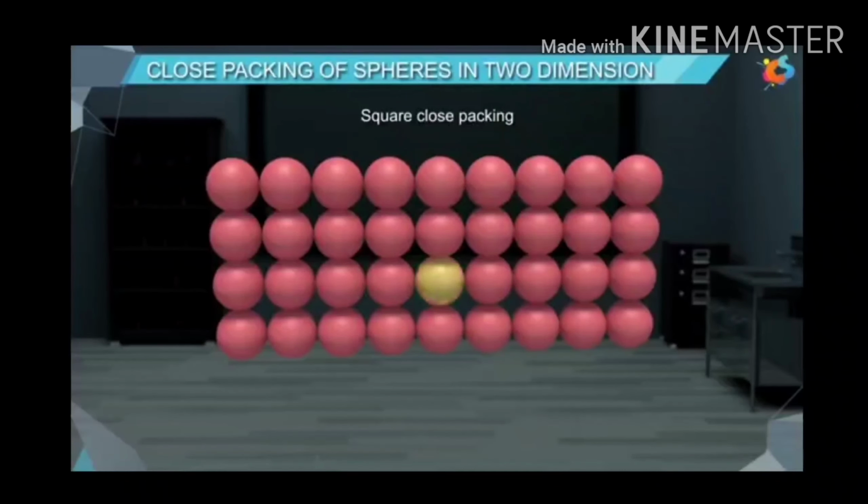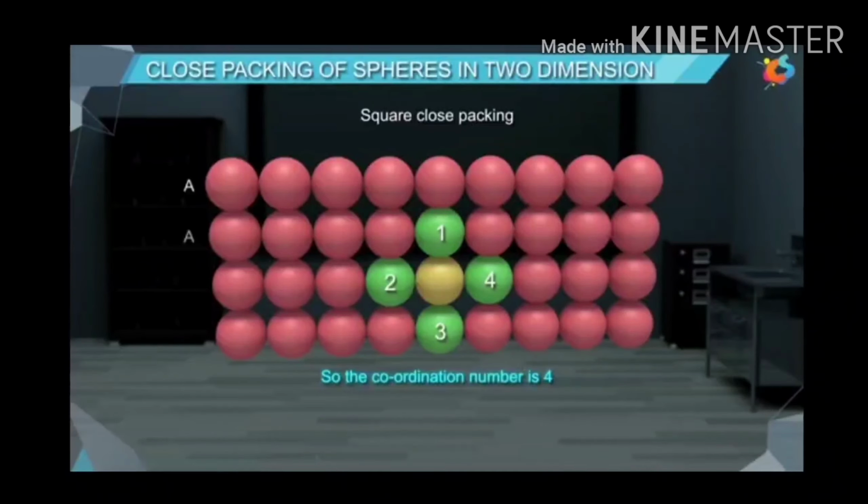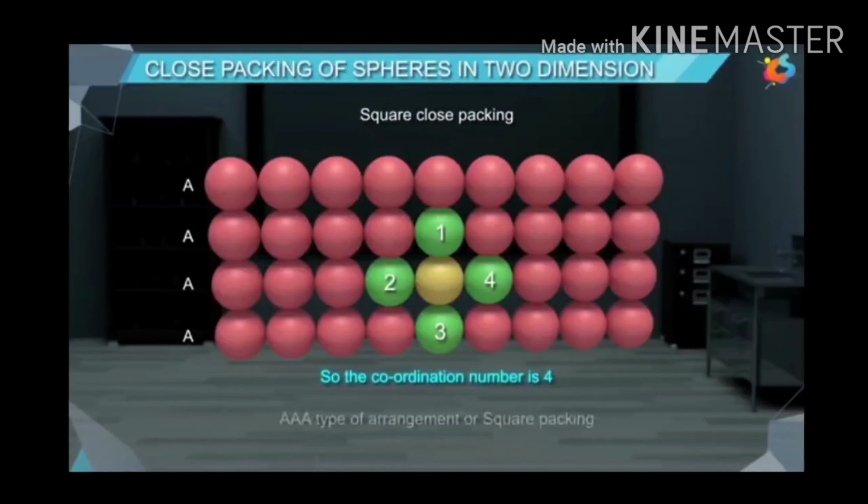This gives rise to square close packing, because the yellow atom which is under consideration, see the green atoms are attached, there is a coordination number of 4. The 4 atoms are attached with it. We have drawn the same on the board also. It's called the AA type of arrangement because all the layers are the same, there is hardly any difference between them.